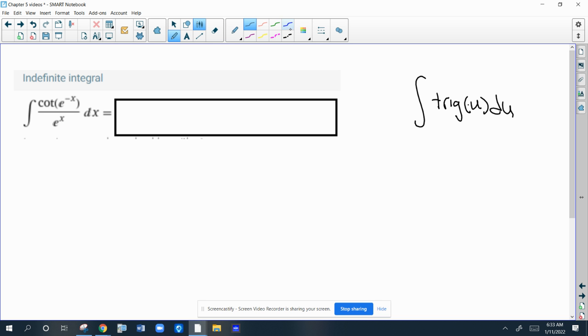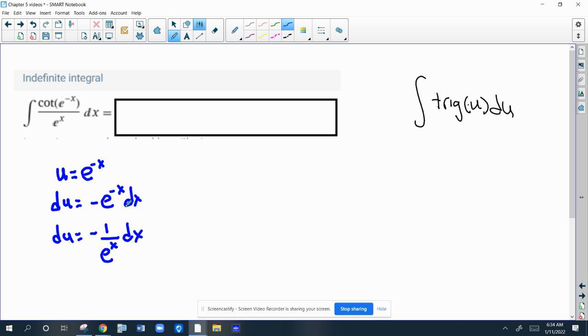That's looking good. So I'm going to go along with my u substitution of u equals e to the negative x. So du, the derivative of e to the negative x, would be e to the negative x times the derivative of negative x, which is negative 1 dx. And if you rewrite that, you will have negative 1 over e to the x, because that's a property of exponents. Negative exponents change their signs.